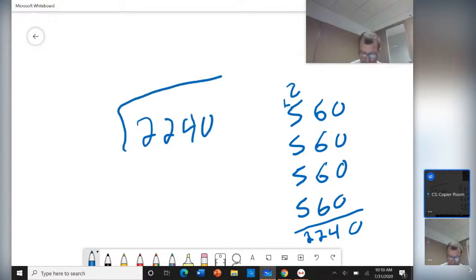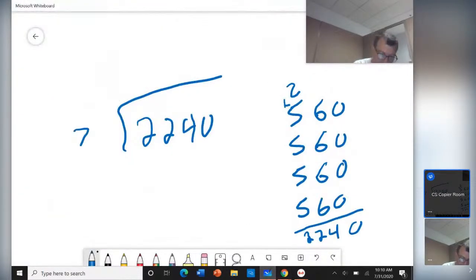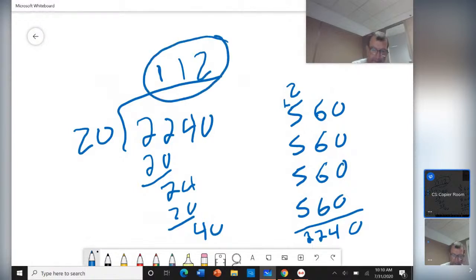And then you could divide it by the common packs of 20. Is that what it says? Yeah, they come in packs of 20. So 20 goes into 22 one time. That's 20. 20 goes into 24 one time. And 20 goes into 40. So it's 112 packs total. So you get the same answer, but you could have done a couple different ways.